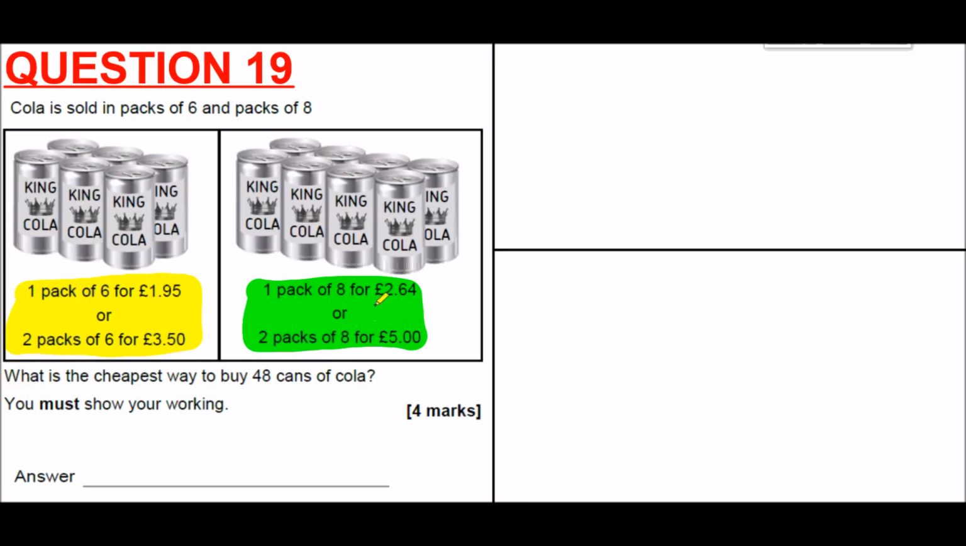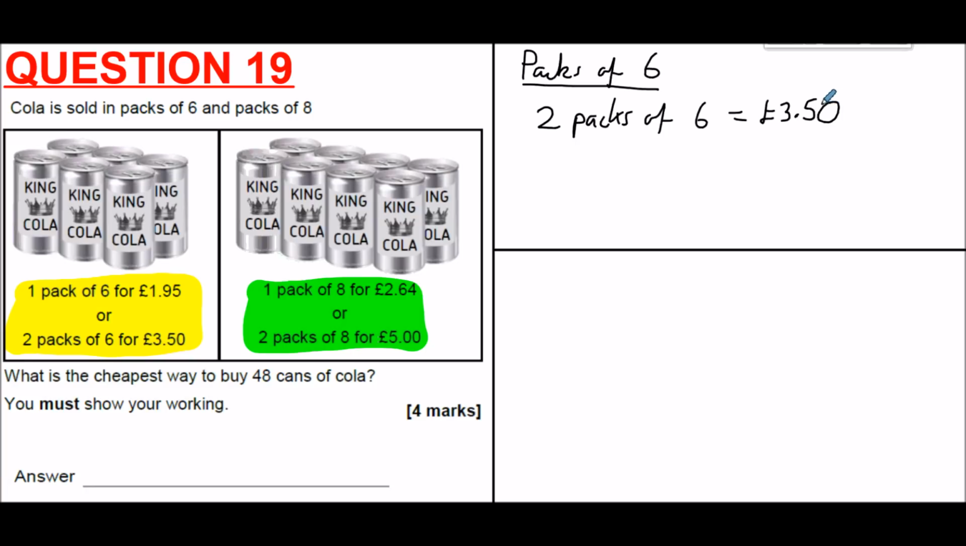So I've just divided the screen into 2 different sections here. I'm going to talk of packs of 6 first. So packs of 6 up here. Using this offer, 2 packs of 6 we can get for £3.50. Now 2 packs of 6 would be 12 cans altogether, because 2 times 6 is 12. What we want though is 48 cans of cola. So if we were buying packs of 6, we could get exactly 48, because 12 fits into 48 exactly.